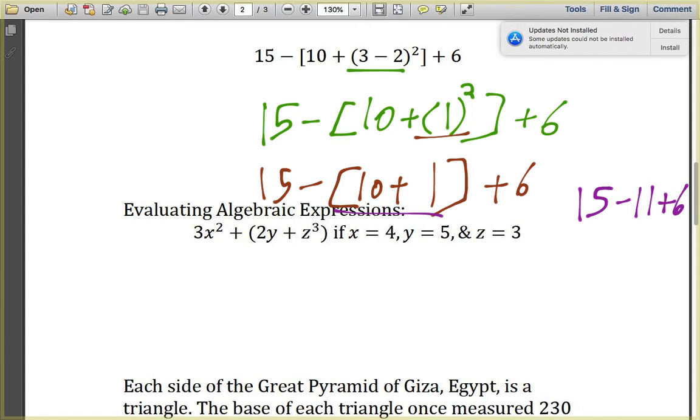They will go, oh, I can take the 11 plus the 6 and that makes 17. 15 minus 17 makes an answer. But that is not an 11. You have to think of that like it's a negative 11. So that's why it's easier to subtract first.